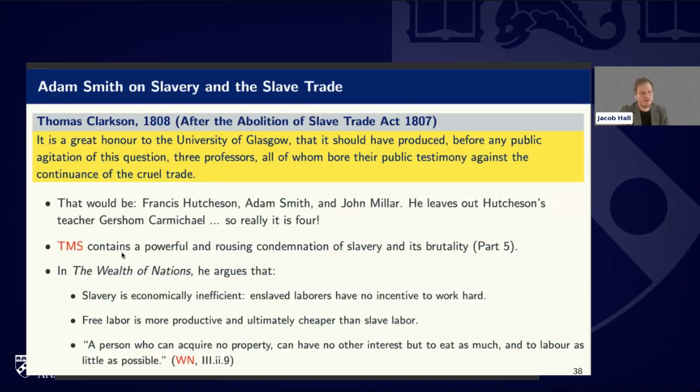TMS contains a powerful, rousing and marvelous condemnation of slavery and its brutality in part 5. It's worth picking up and reading. And in The Wealth of Nations, he argues that slavery is economically inefficient because enslaved laborers have no incentive to do hard work. Free labor is actually more productive and ultimately cheaper. And so abolishing the slave trade or slavery in general would spell the end of this horrible blight. I highlight this just because we naturally ask these questions.